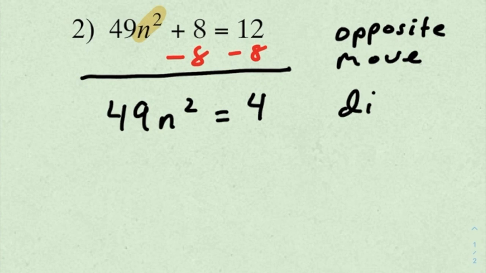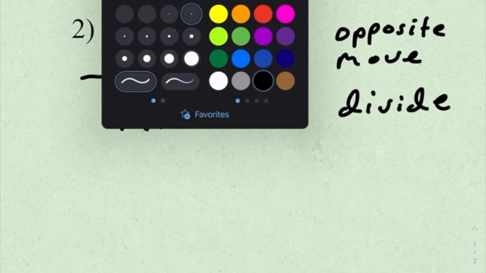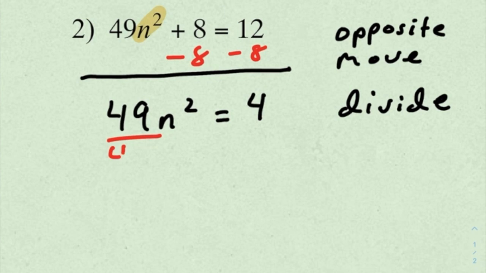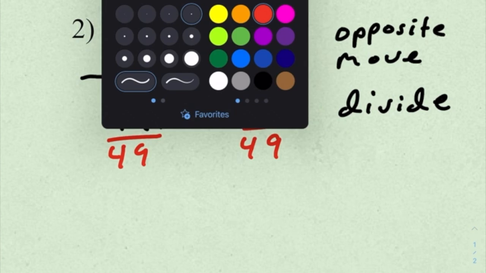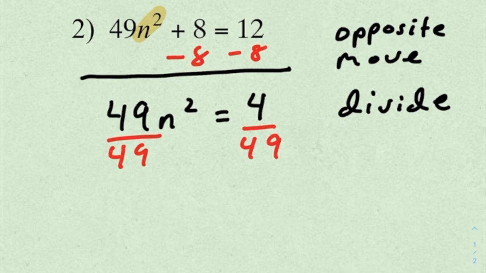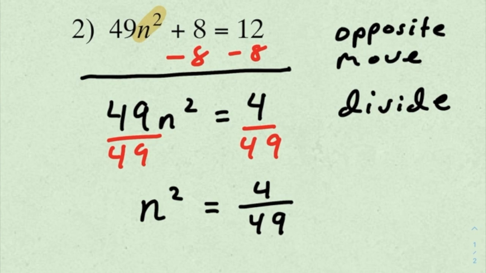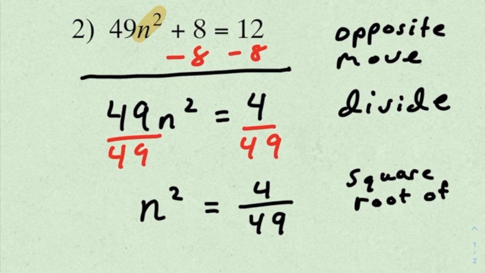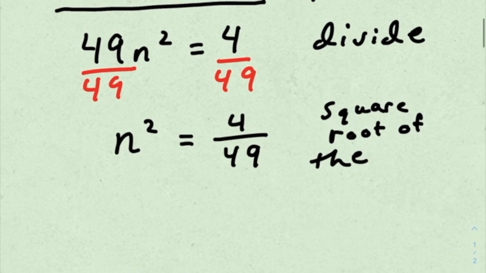Now I'm ready to divide. So I do that. I set up to divide. 49 divided by 49, 4 divided by 49. And I noticed right away that 4 is not divisible by 49 without creating a decimal answer. Well, I don't want to do that. But I also noticed that the number 4 and the number 49 are both perfect square numbers. So this time I'm going to take the square root of the numerator and the denominator separately. So I'm going to create a fraction answer.